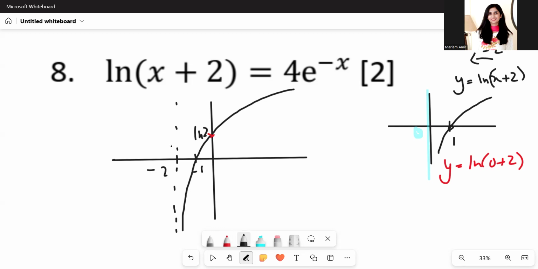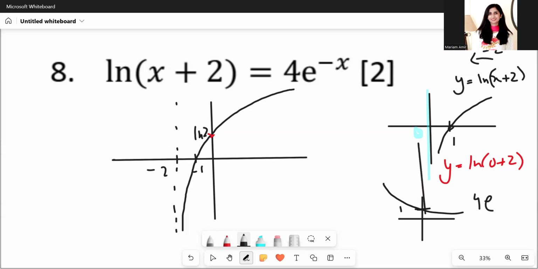Okay. Next is the graph for 4 times e power minus x. So we know e power x looks like this, and e power minus x goes like this. This is 1. And when we multiply this with 4, the y-intercept would be 4 actually, because if I write 4 e power minus 0, that's just 4 times 1. So the y-intercept becomes 4 and the graph would go something like this.